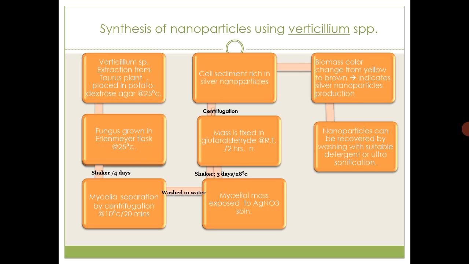Now how will we confirm that this species has produced the silver nanoparticles? We will observe the color change from the initial yellow color to the final brown color. If we observe the brown color on our cell sediment mass, then we can say that there is production of silver nanoparticles by our Verticillium species. So we will look for the biomass color change from yellow to brown, which indicates silver nanoparticle production by the Verticillium species.